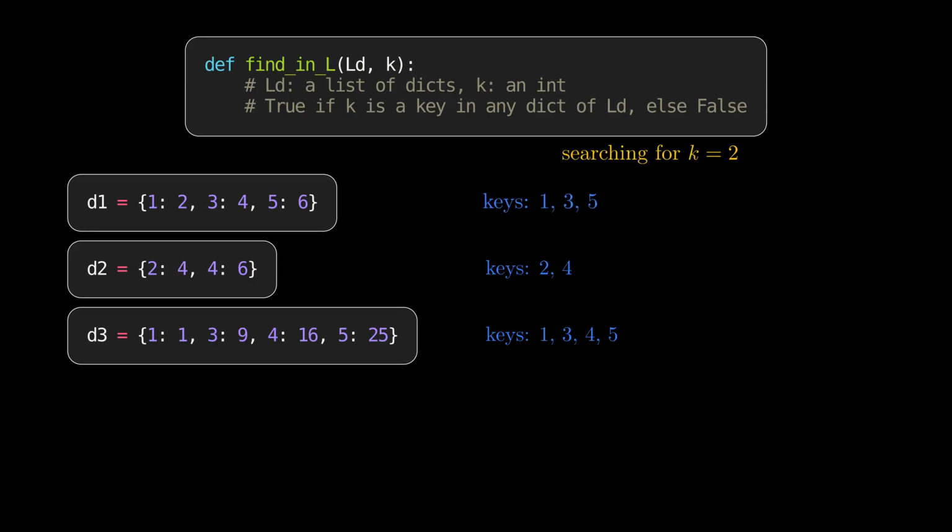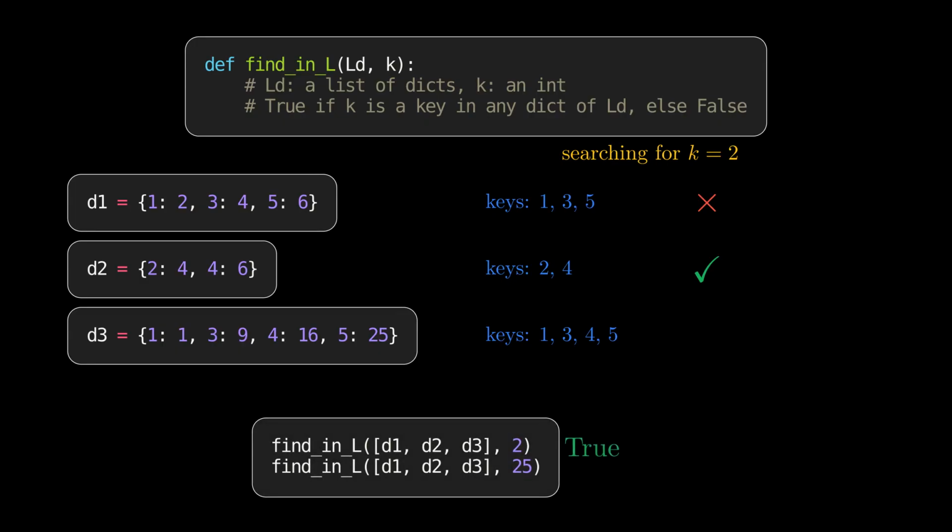First, we search the list for the key 2. D1's keys are 1, 3, and 5, so there is no match there. But D2 has 2 as a key, so the answer is true, and we can stop the moment we find it. Now search for 25. Look carefully. 25 does appear in D3. In the entry, 5 maps to 25, but there it is the value, not the key. Nothing is keyed by 25, so the honest answer is false.